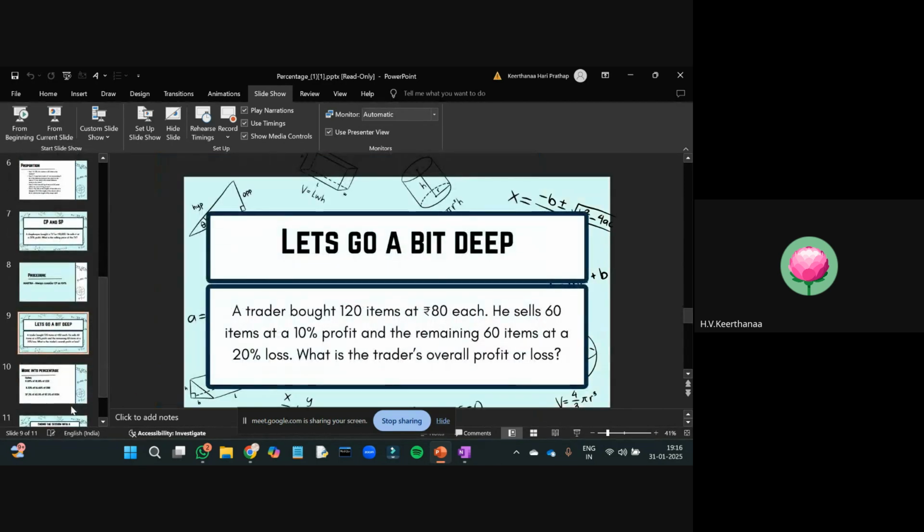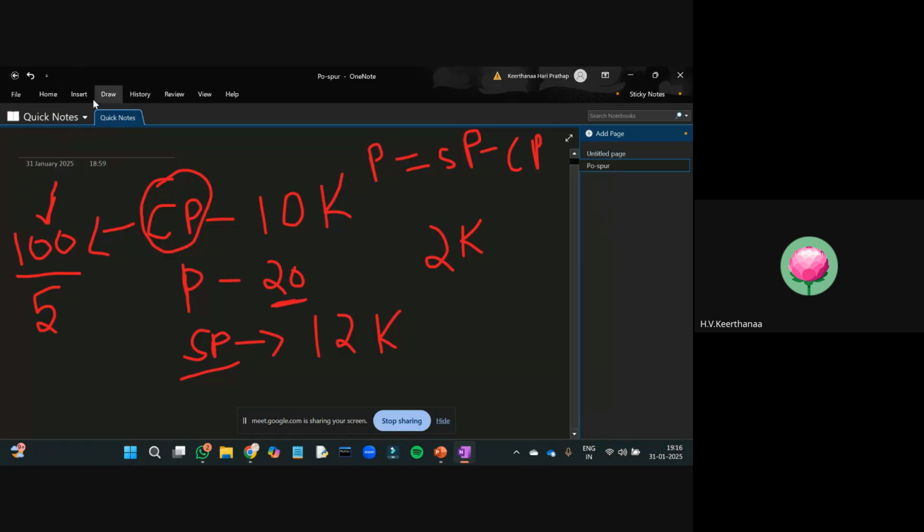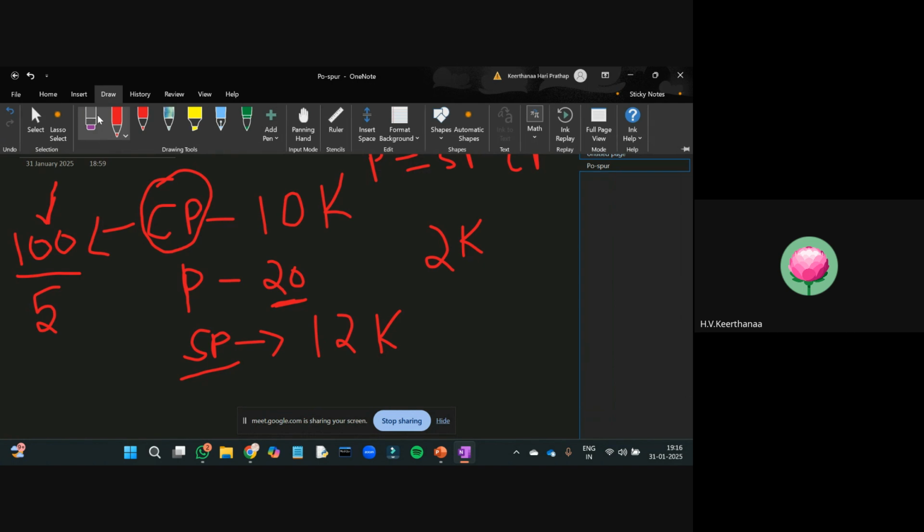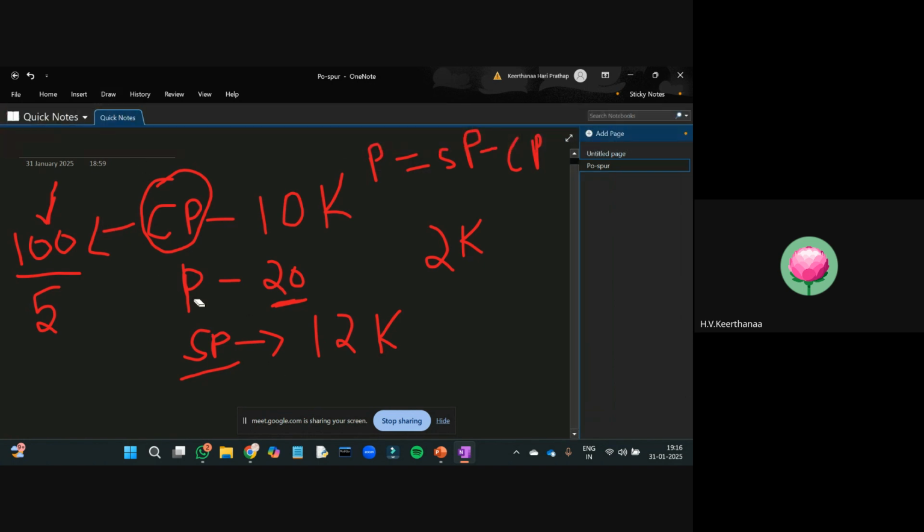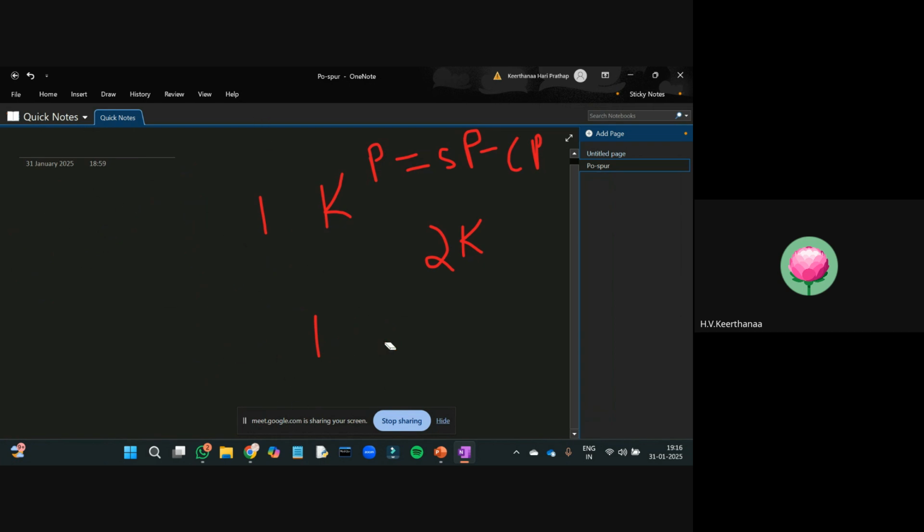Okay. Now let's get a bit deeper. So this was the question I was talking about. This is not very tricky, but it's a bit trickier. Let me clear the board first, and then we can write down the details. So let's go to the PPT.